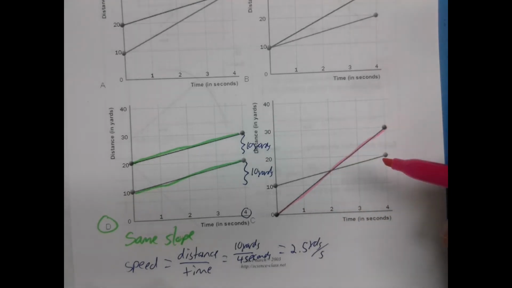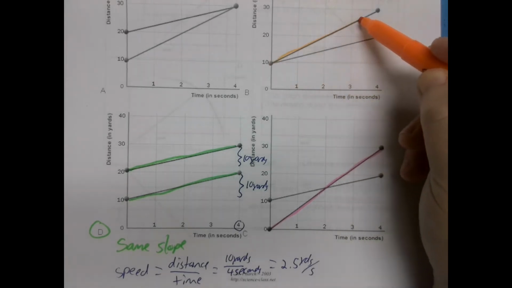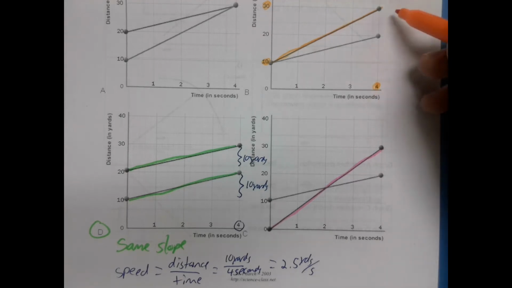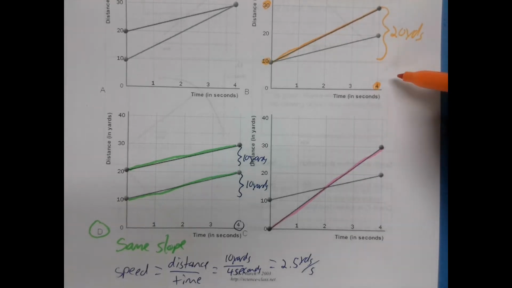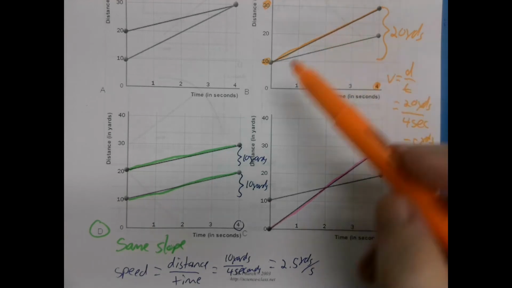Let's look at this line. He goes from 20 to 30 in 4 seconds. So this distance right here is 20 yards. Remember, speed is equal to distance over time. So that would be 20 yards over 4 seconds, which would equal 5 yards a second. So this person was running twice as fast as these two people.